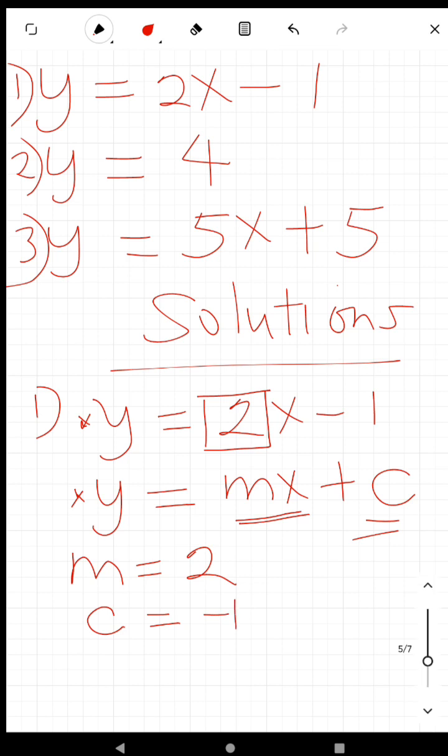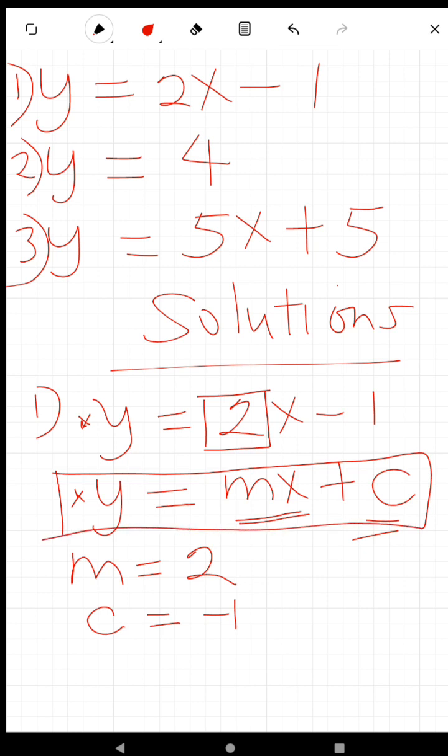So we can see clearly, answering number one, is it a straight line equation? Yes, it is a straight line equation. How do we know? Because it follows the format of a straight line equation, which says that y is equal to mx plus c. Does it have all the parameters? It does. Do we have the gradient? We have the gradient, m is equal to 2. Do we have the y-intercept? We have the y-intercept, c is equal to minus 1.